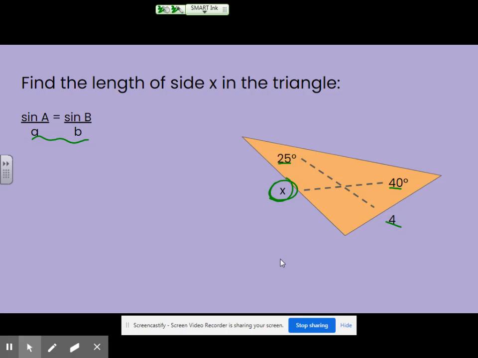So let us do a little bit of filling in. I'm going to take the values that I don't know first. That's how I do it, but the order doesn't matter. So that sine of 40 degrees over the side length that corresponds to it, that's opposite, x, equals the sine of the other angle, 25 degrees, over the side length that corresponds, 4.